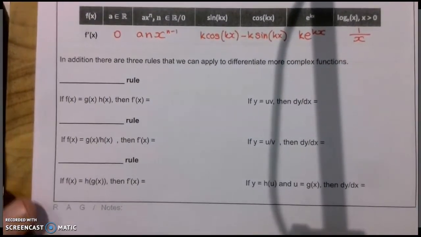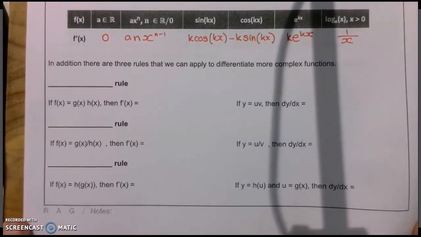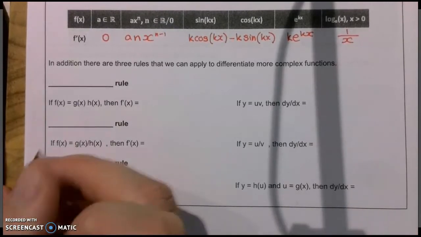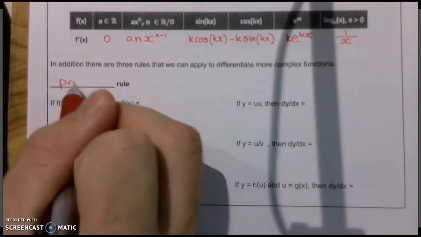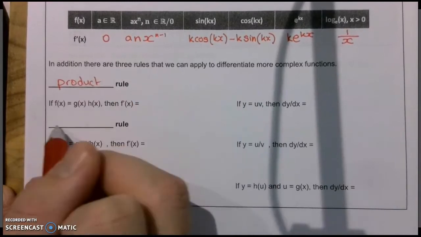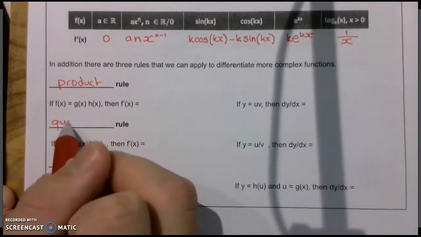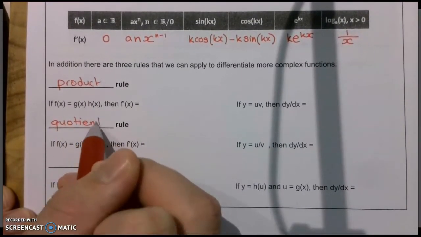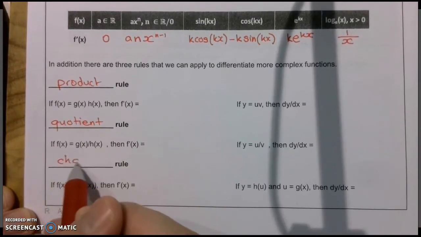In terms of the rules you've learned in math methods, there are 3. We have the product rule, we have the quotient rule, and we have the chain rule.